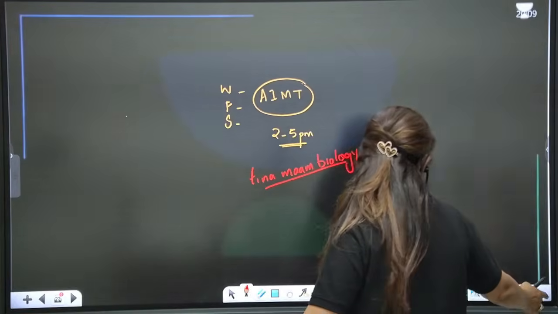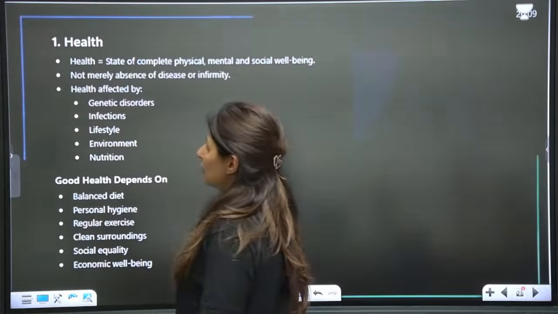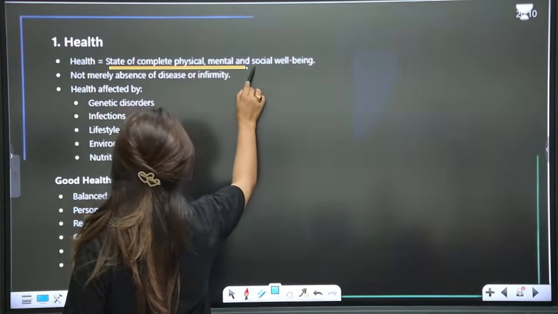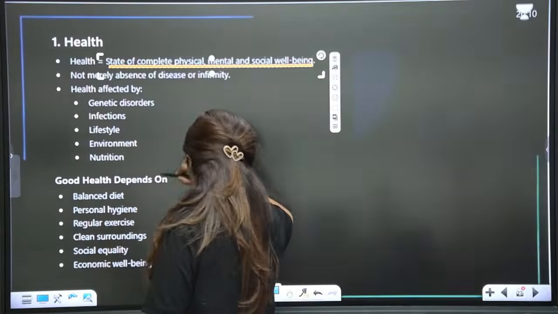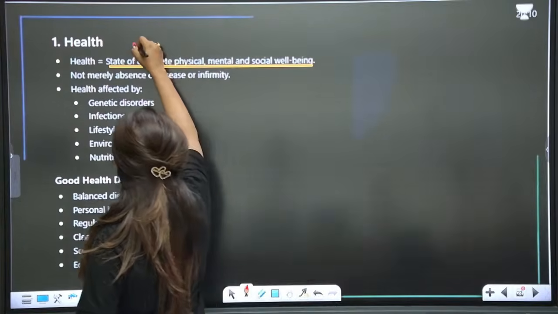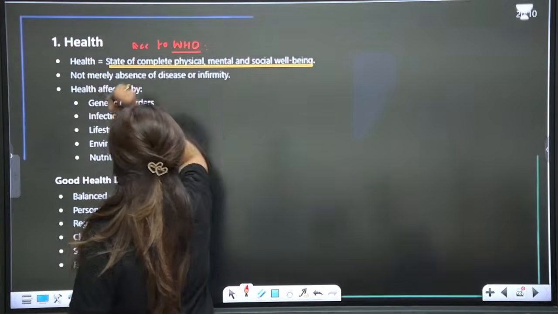All right. Coming on to the next chapter, that is health. So let's go by NCERT step by step. So what is health? It is a state of complete physical, mental and social well-being. So guys, this was the definition of health according to WHO. Is it clear?